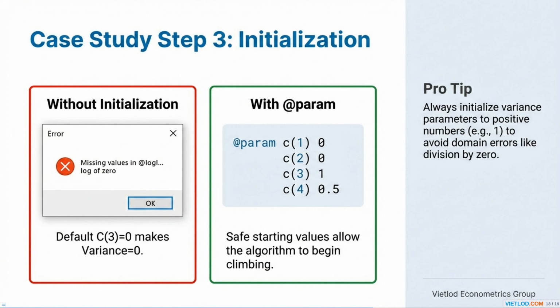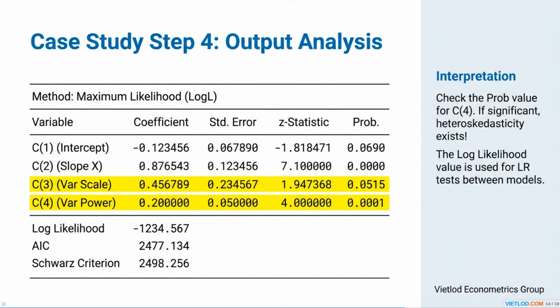Without initialization, EViews assumes all parameters start at 0. In our model, if the starting value for C3 is 0, the variance, var, will be 0, causing a critical error as you cannot take the log of 0 or divide by 0. By using the @param statement, we provide safe starting values, like C3 equals 1, that allow the optimization algorithm to begin its hill climbing search from a valid point.